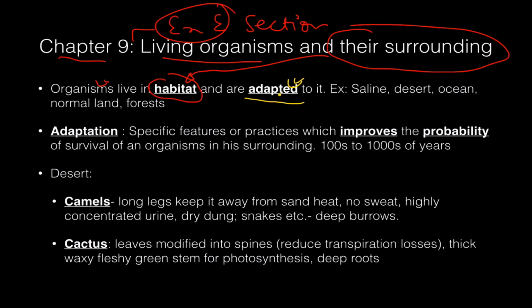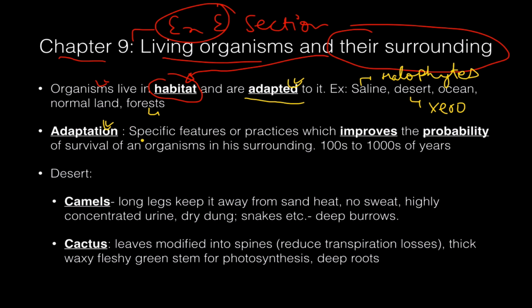And they have to adapt to it. Organisms have to adapt to their particular environment. An example can be a saline environment, where plants that live are called halophytes. Those in deserts are called xerophytes. Forest plants are usually not given a separate name.